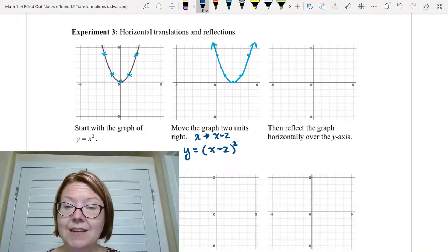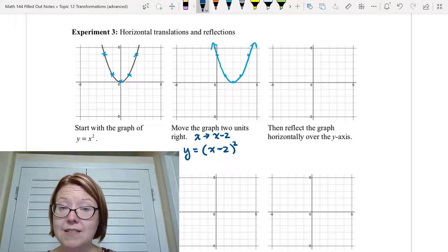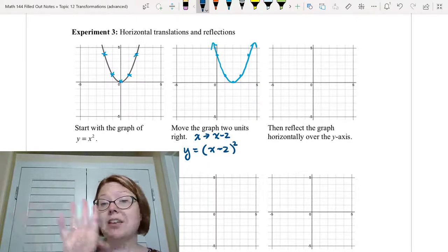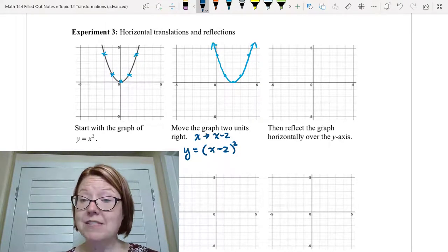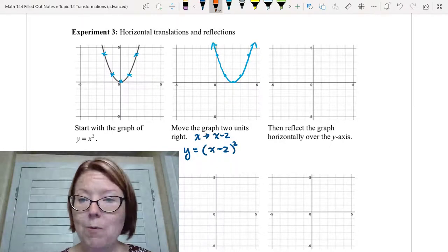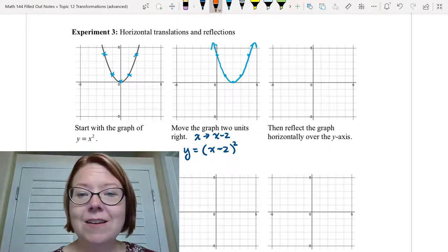Okay, now we reflect the graph horizontally over the y-axis. That means we take every x value and make it the opposite. So if it's positive, we make it negative. If it's negative, we make it positive. Let's go through our points and do that.